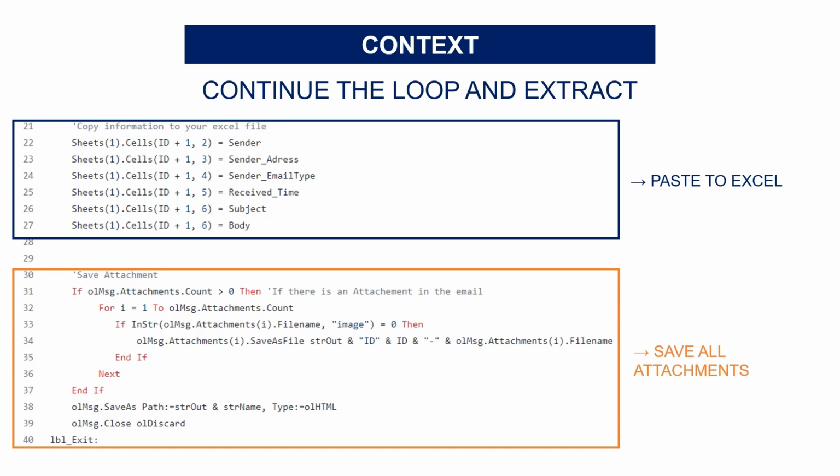You first check that you have attachments in the email. So if the count is higher than 0, you loop through all attachments. If the attachment is not an image, you save it locally. And then it saves the message in HTML format. Note that I have added the variable ID in the file name. For me, it's a way to find and to link it to an email if I want to find them later.